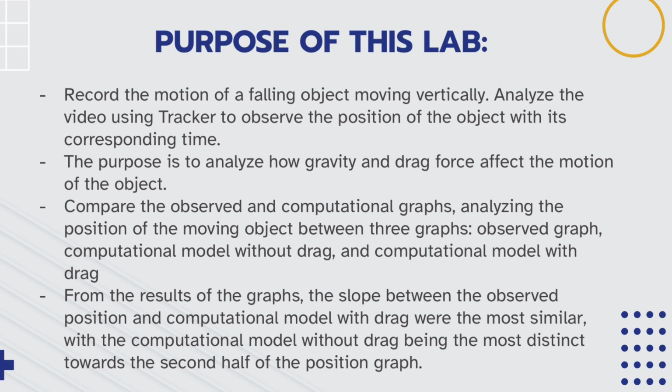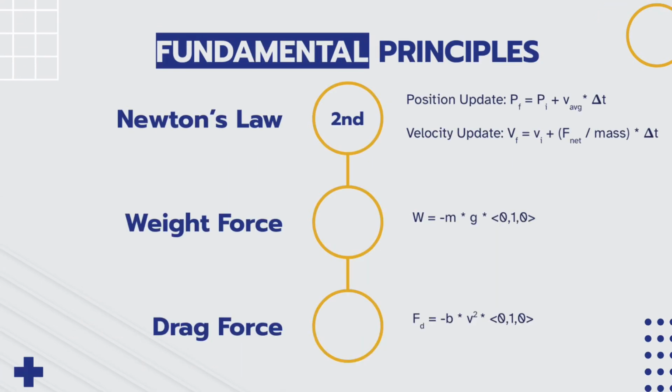And from the results of the graphs, the slope between the observed position and the computational model with drag were the most similar, with the computational model without drag being the most distinct towards the second half of the position graph. For this lab, we will be using Newton's second law, which states that an object's acceleration is equal to the net force divided by mass, which allows us to acquire the position and velocity update formulas, which we will use for the computational models.